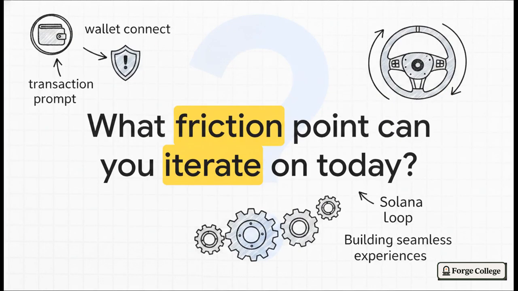As we wrap up this explainer today, I want to leave you with a final vital question. I want you to look at your own project right now. What is the one point of friction in your dApp that you can iterate on today? Is it a confusing wallet connect button? Maybe a scary transaction prompt? Find that friction point, apply the iteration loop we just went over, and go build a steering wheel worthy of the Solana engine.